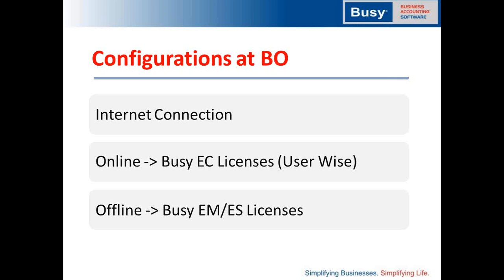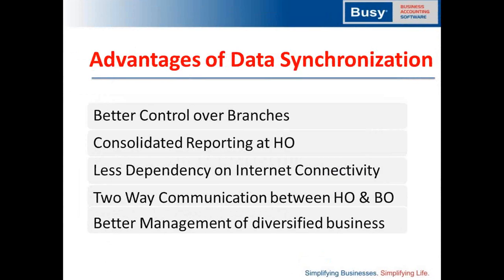In offline mode, you have the option either to go for SQL or Access in the branch. Means you can also use EM and EX. So one thing is pretty sure that you must have the enterprise edition of BG. In the head office, you must have EC. In the branches, in data synchronization, you can go for the EM or EX. So these are the advantages of data synchronization.